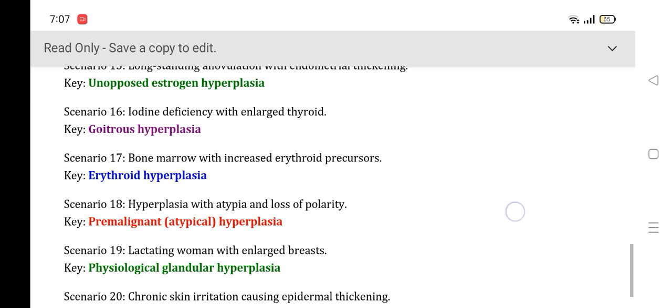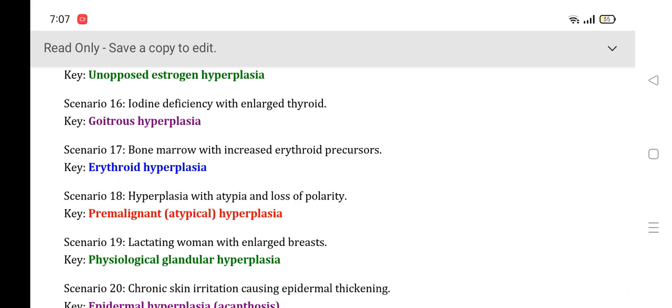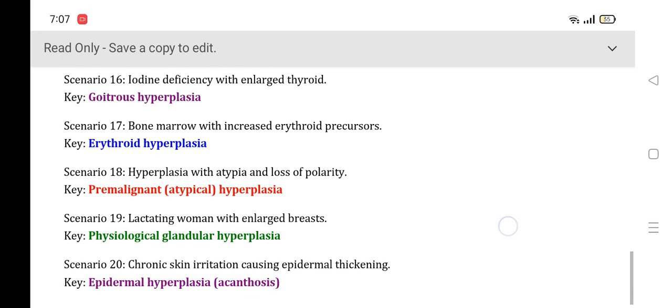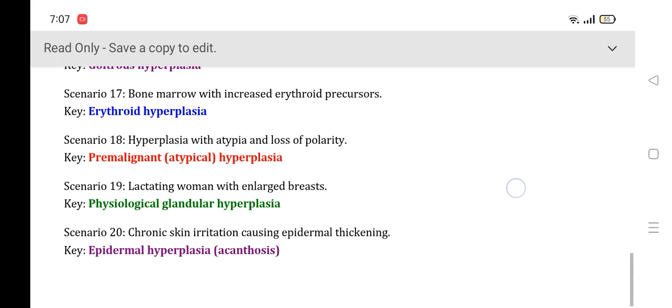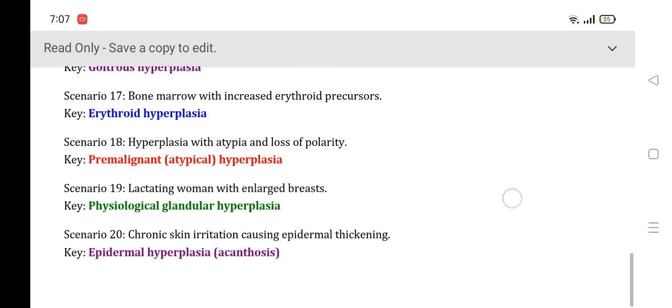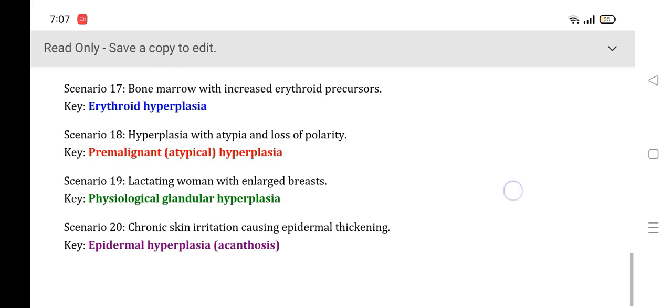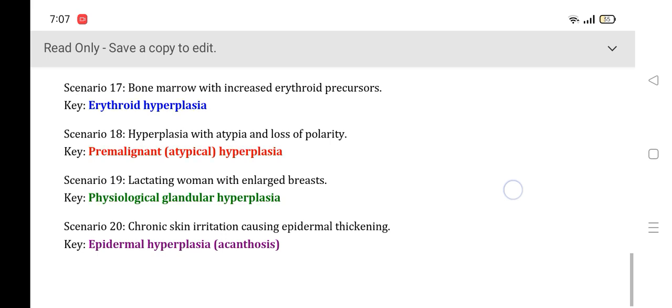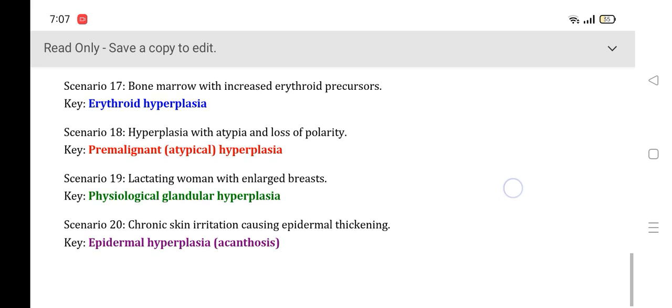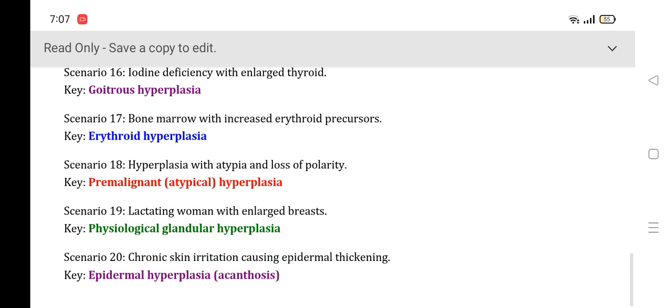Then the next scenario, it is not related to pregnancy, but just in case when there is iodine deficiency, the thyroid is enlarged, it is because of goitrous hyperplasia. Then the next question is hyperplasia with atypia and loss of polarity. So here you see it is pre-malignant or atypical hyperplasia. Lactating women with enlarged breast, again it is physiological glandular hyperplasia. Then chronic skin irritation causing epidermal thickening is because of epidermal hyperplasia, that is acanthosis.